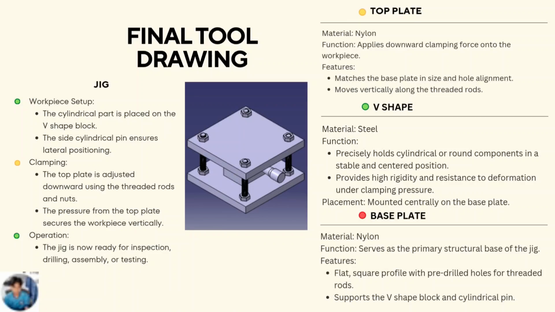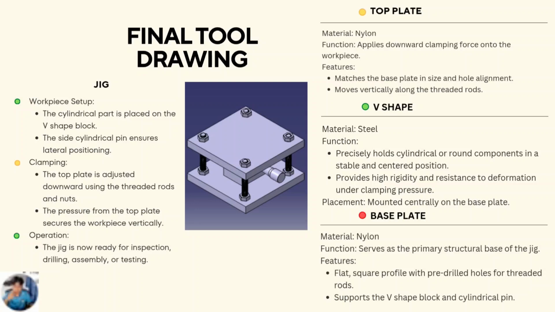For the jig workpiece setup, the cylindrical part is placed on the V-shaped block, and then the side cylindrical pin ensures lateral positioning. For the clamping, the top plate is adjusted downward using the threaded rods and nuts, which is bolt and nut. Then the pressure from the top plate secures the workpiece vertically. For the operation, the jig is now ready for inspection and drilling assembly for testing.